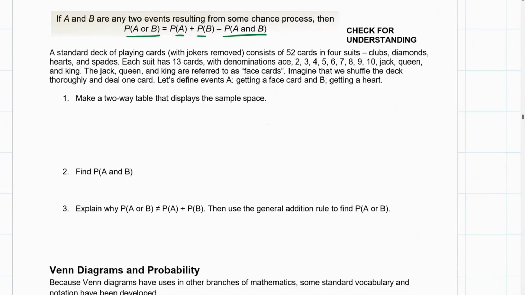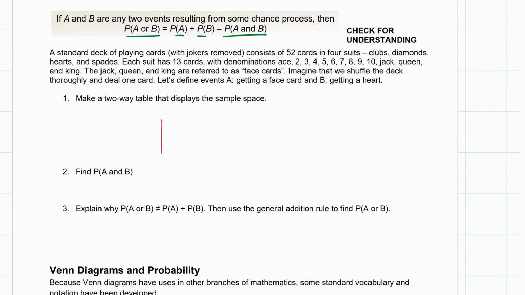Okay, let's try this again, making a new two-way table. The standard deck of playing cards with the jokers removed consists of 52 cards in 4 suits: clubs, diamonds, hearts, and spades. Each suit has 13 cards or denominations, ace through 10 plus jack, queen, and king. The jack, the queen, and the king are referred to as face cards. Imagine we shuffle a deck thoroughly and deal one card.